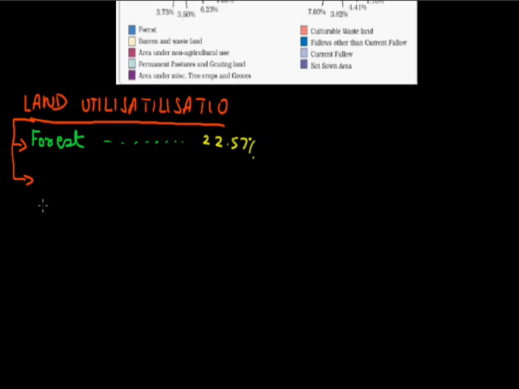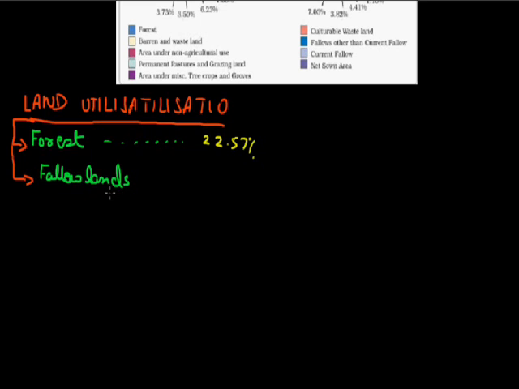The next is the fallow land. Now what is fallow land? Fallow land means a land which we leave uncultivated for a few periods. This land is good for cultivation and we are using it for cultivation, but we leave it uncultivated for a short time only, so that the land becomes more fertile. This uncultivated land is called fallow land.